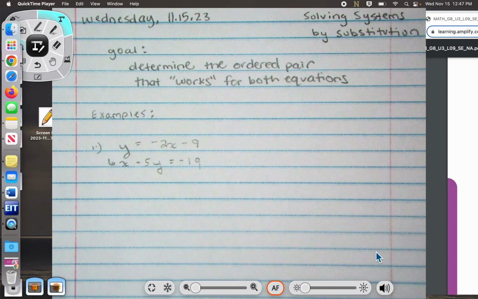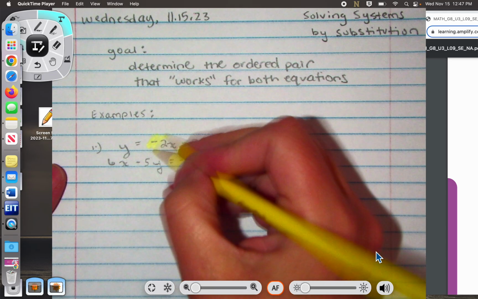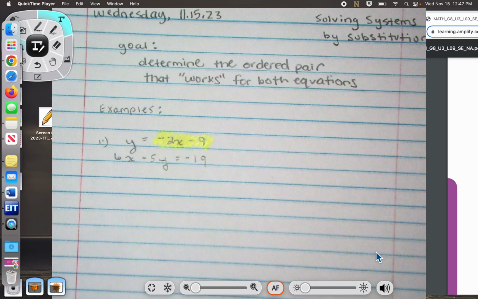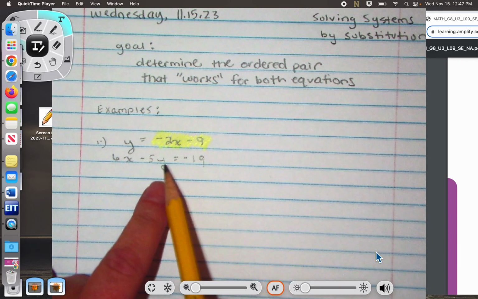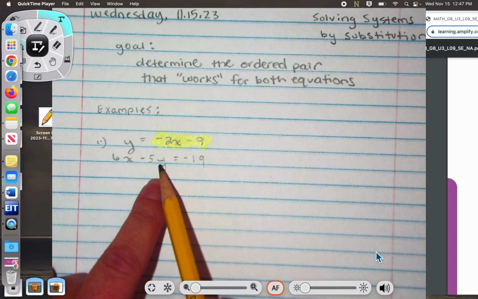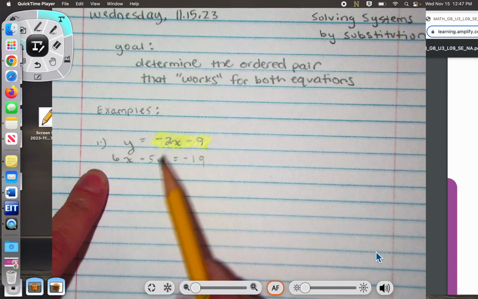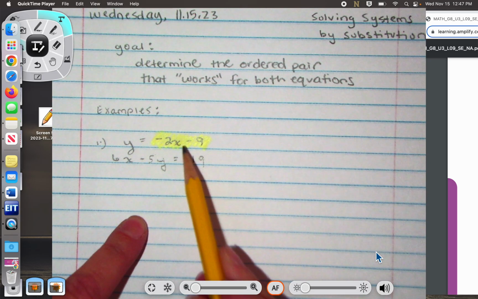So if you already have a variable that's isolated, that's half the battle. Just figuring out what one of these variables equals, right? So because we know what y equals, let's go ahead and highlight that with our yellow pencil. We know that y equals this expression. I can take that expression and use it in the second equation where y is. Okay? So I'm going to rewrite this equation with this, negative 2x minus 9, taking the place of y.